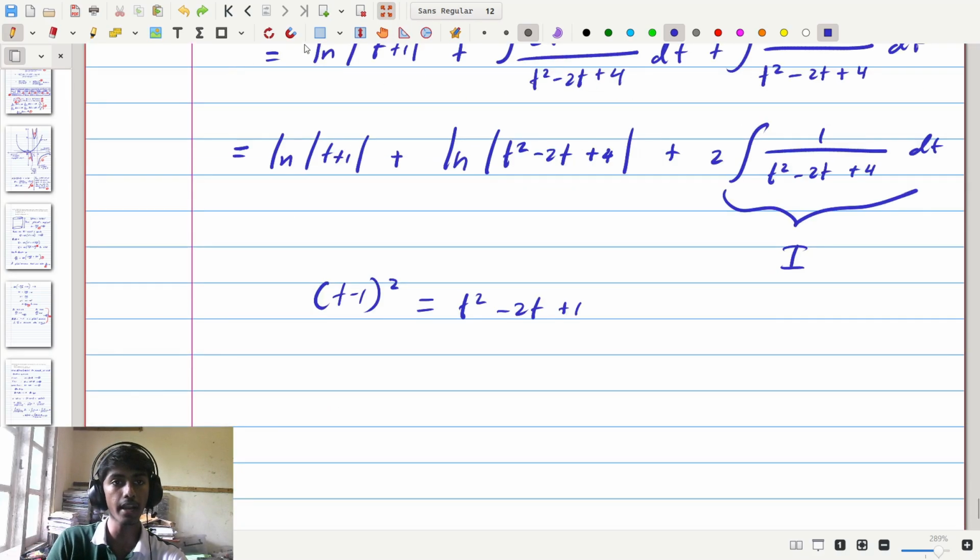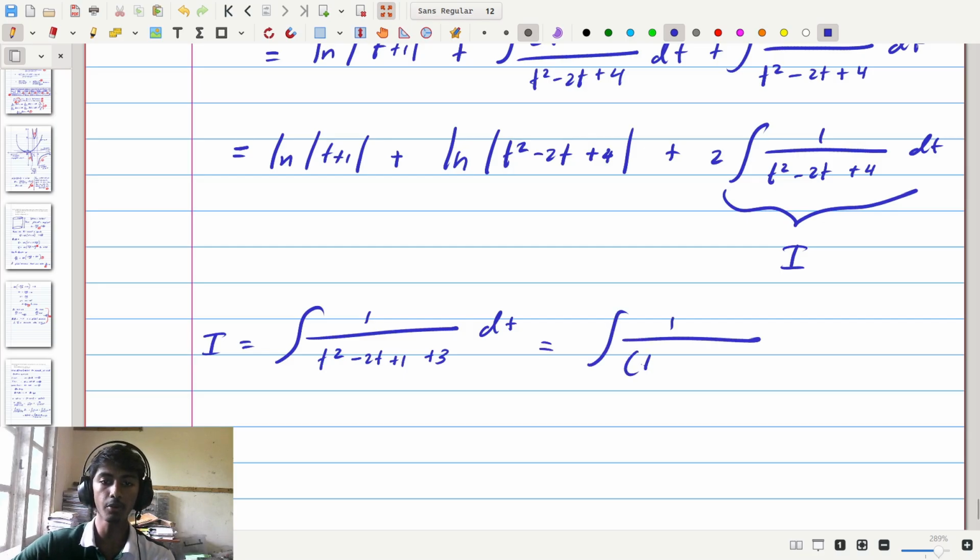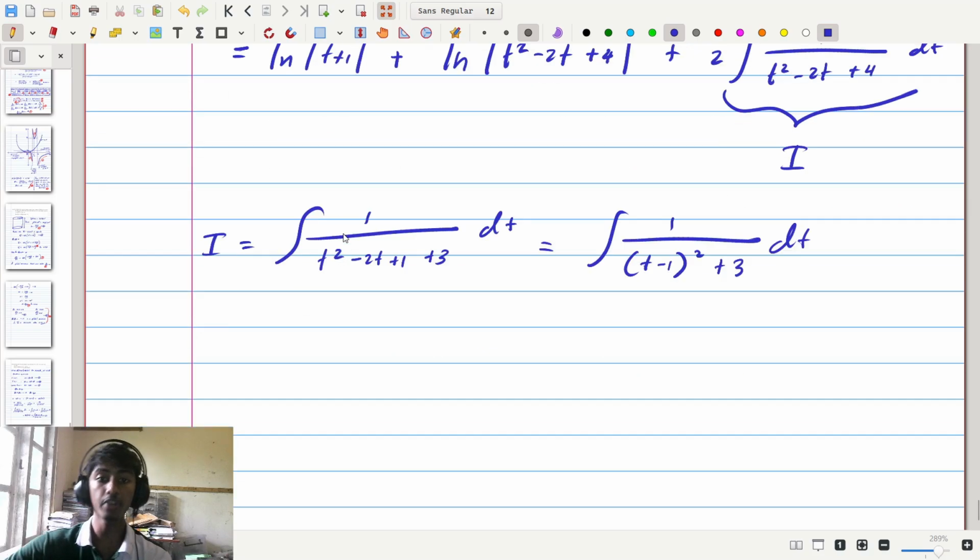So I'm going to take I down right here and say I equals the integral of 1 over t squared minus 2t plus 1 plus 3, which is where the plus 4 comes from, dt. And I'm going to write this as the integral of 1 divided by t minus 1 squared plus 3 dt. And I'm going to do one more step. I'm going to rewrite this again, but this time as the integral of 1 over t minus 1 squared plus root 3 squared dt.